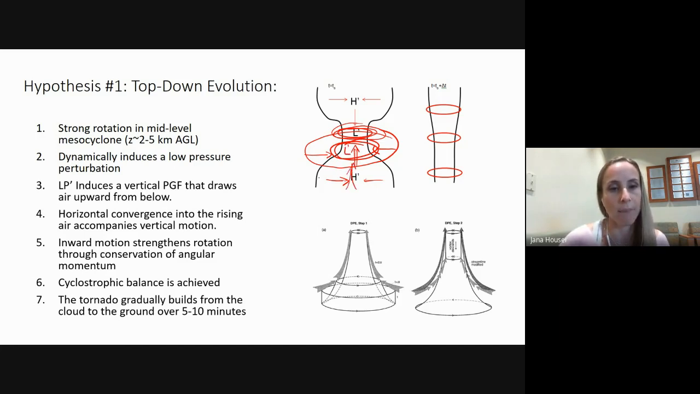And this process happens at progressively lower and lower heights until eventually the rotation, or the concentrated rotation, hits the ground. And then you have this formal scenario where you basically have a tornado, at some later time.